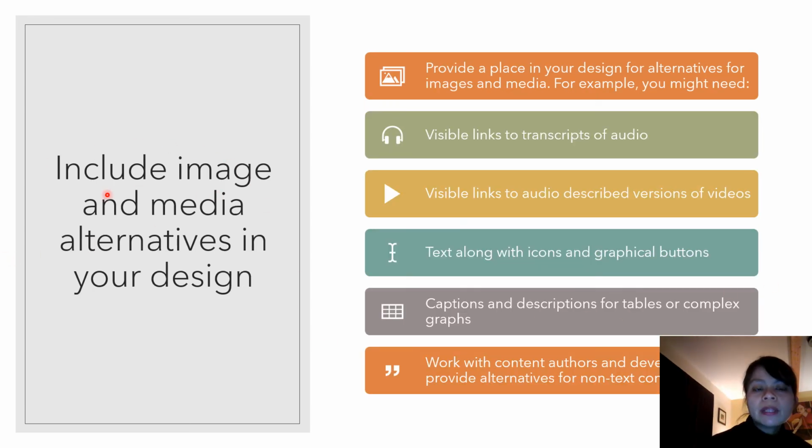Make sure that you include image and media alternatives in your design. Provide a place in your design for alternatives for image and media. For example, you might need visible links to transcripts of audio. You might need visible links to audio described versions of videos. Okay, not everybody can watch videos. They might need to read a transcript of a video. Make sure you have text along with the icons and graphical buttons, captions and descriptions for tables or complex graphs. Work with the content authors and developers to provide alternatives for non-text content.